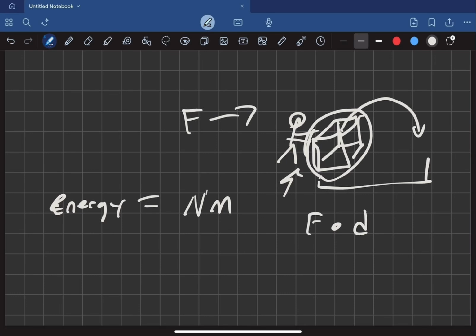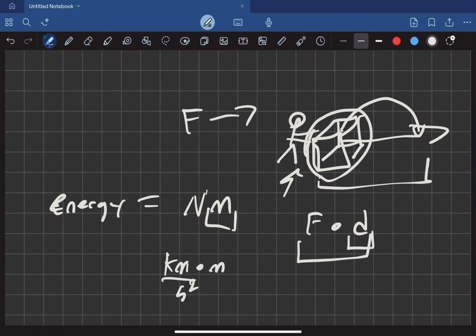to push it. And I guess that kind of makes sense, because if I pushed it farther, it would probably take me more energy. If I just pushed on it for a second and stopped, it probably wouldn't take me much energy, and it wouldn't move very far. So the energy is going to be the force times the distance. The SI unit for force is the Newton, which is the kilogram meter per second squared. And the SI unit for distance is the meter, so times meters.